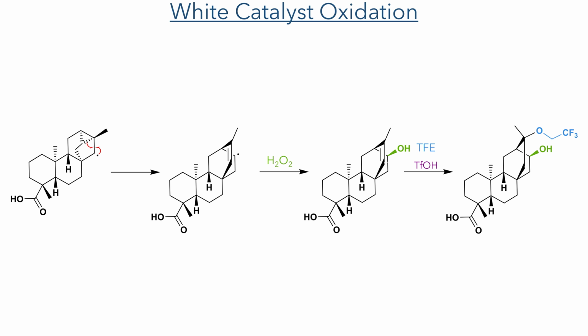A carbon-carbon bond of the cyclopropane ring can then undergo homolytic cleavage, breaking the bond and combining with the radical on the C15 position to form an alkene. This molecule then reacts with hydrogen peroxide, and the double bond is activated by triflic acid and then reacts with a trifluoroethanol solvent.